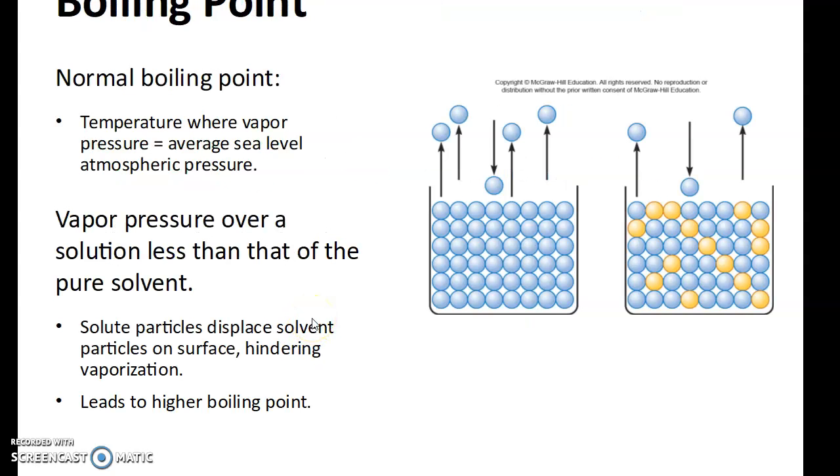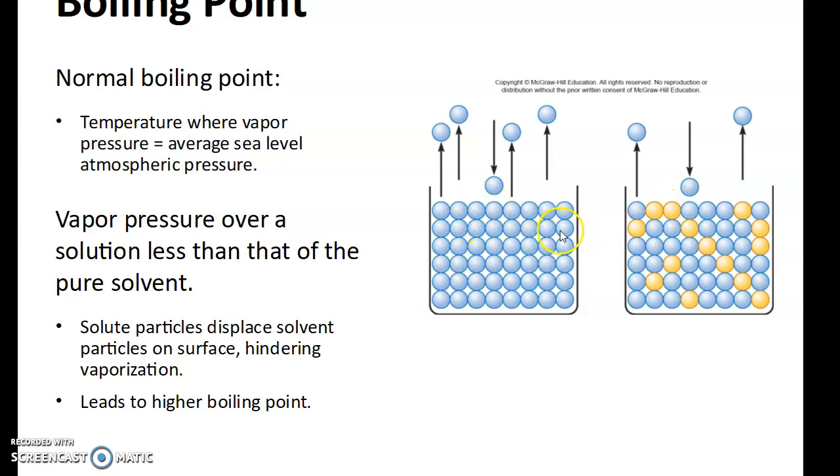Now, putting something into water affects its boiling point. The normal boiling point is the temperature where the vapor pressure is such that the molecules as a liquid all of a sudden start going into molecules as vapor. The vapor pressure over a solution is less than that of a pure solvent. Solute particles displace some of those. You can visualize it here.